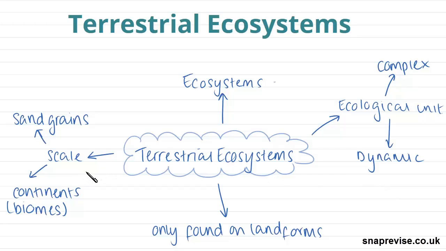The scale of terrestrial ecosystems can vary from the size of a sand grain to a continent. Continents are also called biomes, and we're going to look at these in different videos, but they also count as a terrestrial ecosystem. The ecosystem we're going to look at today is on a smaller scale, but larger than a sand grain, and this is going to be the South Downs in the United Kingdom.